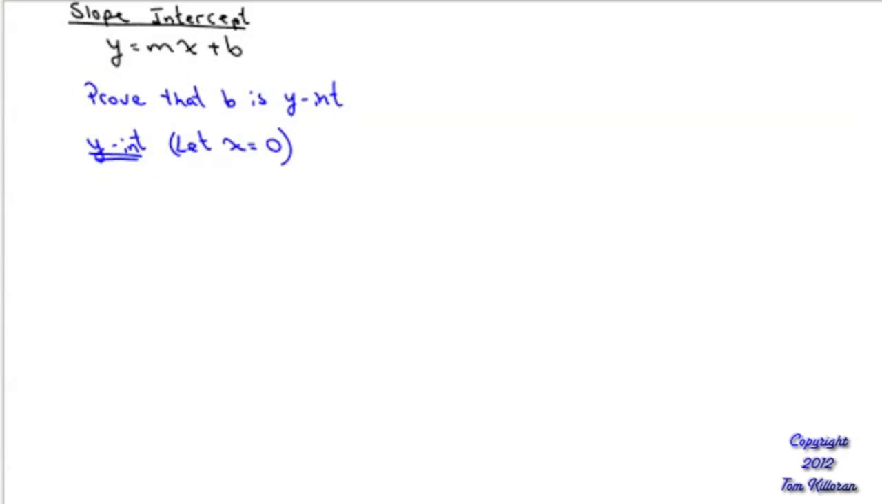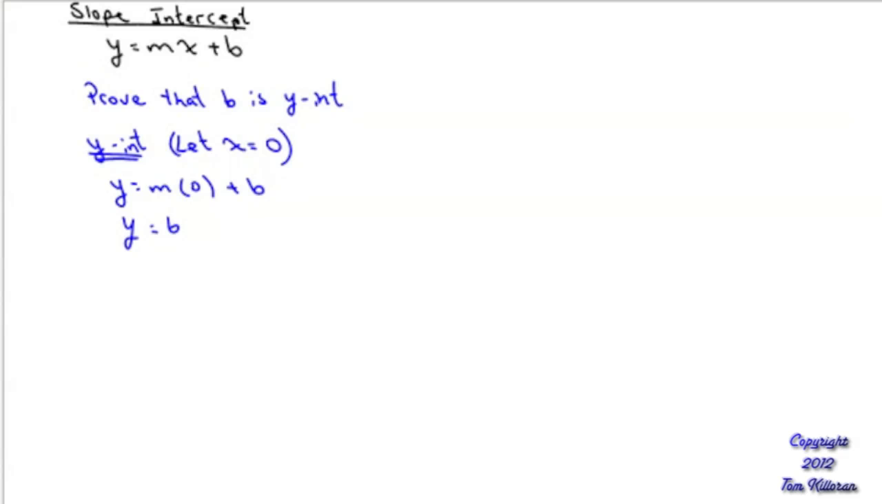So let x equal 0. You go back to the original equation and you say, y equals m times 0 plus b. 0 times anything is 0, the zero multiplication property. 0 plus b is b. What property? Identity, because of 0. So you get y is equal to b.